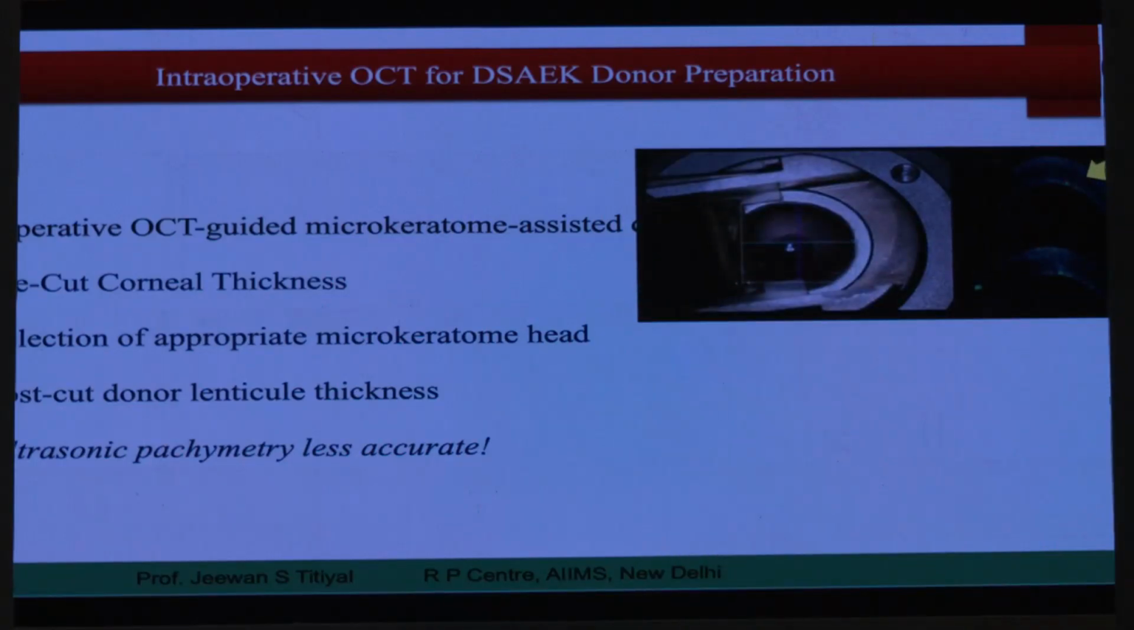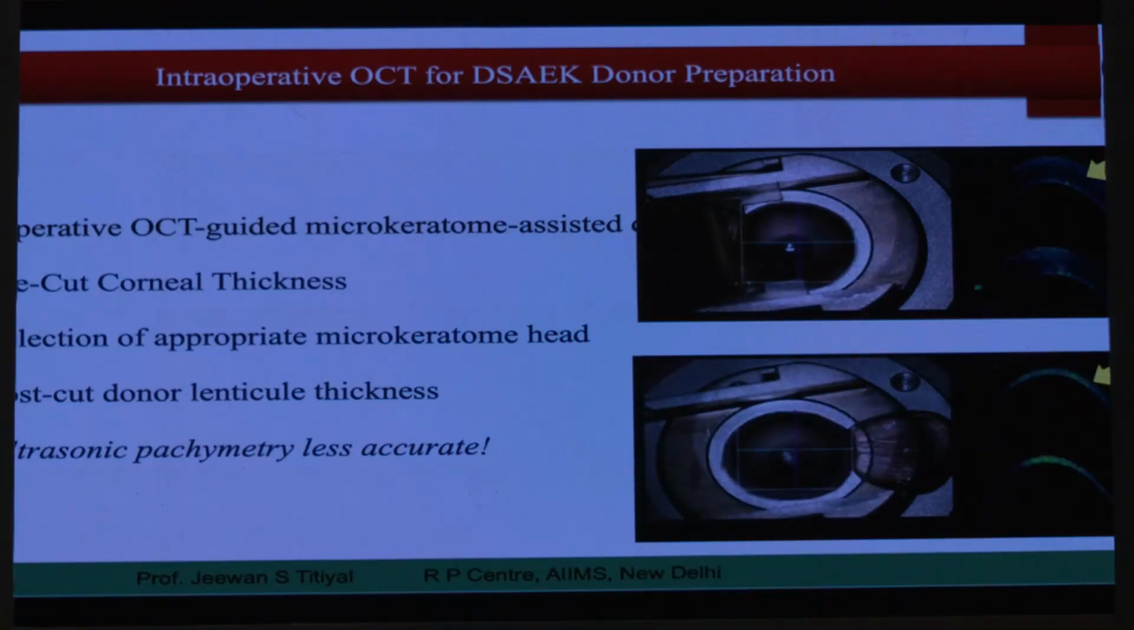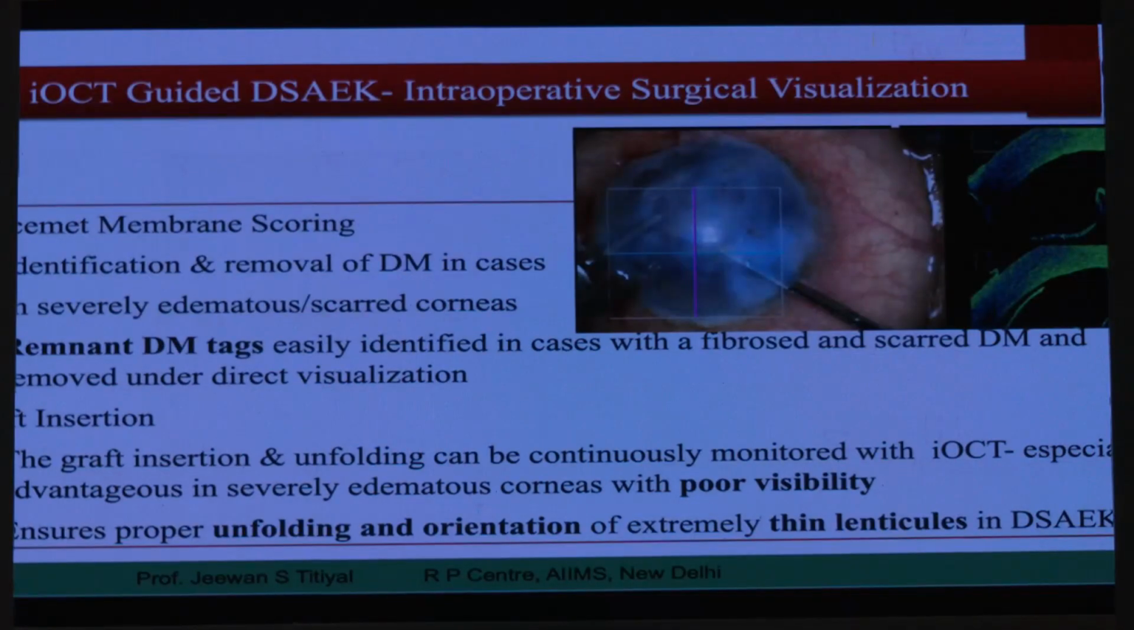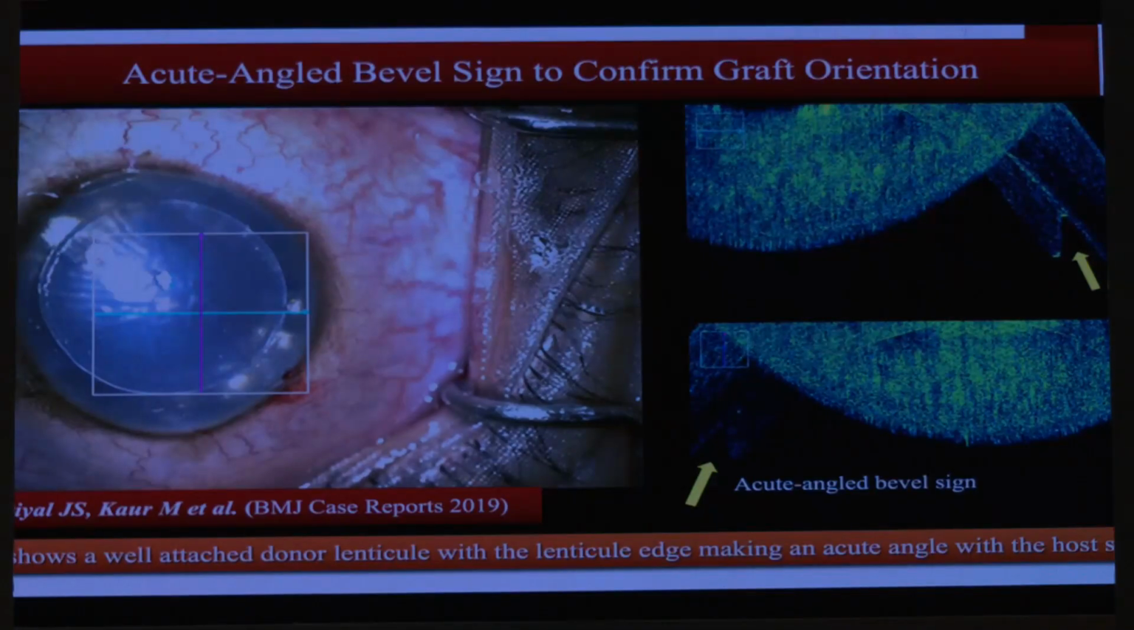Making the donor lenticule is also very effective with OCT, because you can measure the corneal or donor tissue thickness very effectively, which is sometimes very difficult with intraop ultrasonic pachymetry. After you make a cut, you can see how uniformly thin the lenticule has been prepared. And once your thickness is less than 150 microns, your ultrasonic pachymetry doesn't pick up that thickness. There OCT is very helpful. So these are various areas where it can be useful.